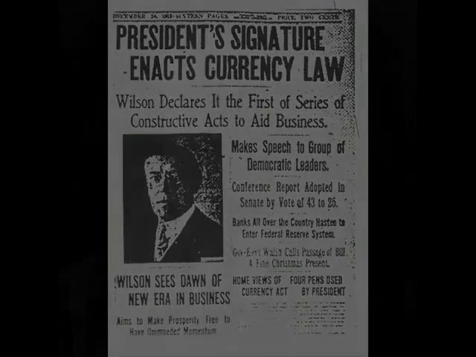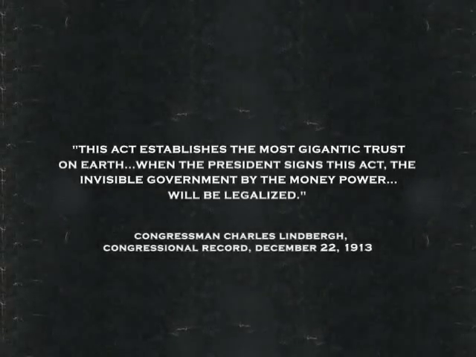The night before its passage, Congressman Charles Lindbergh pleaded, "This act establishes the most gigantic trust on earth. When the president signs this act, the invisible government by the money power will be legalized."